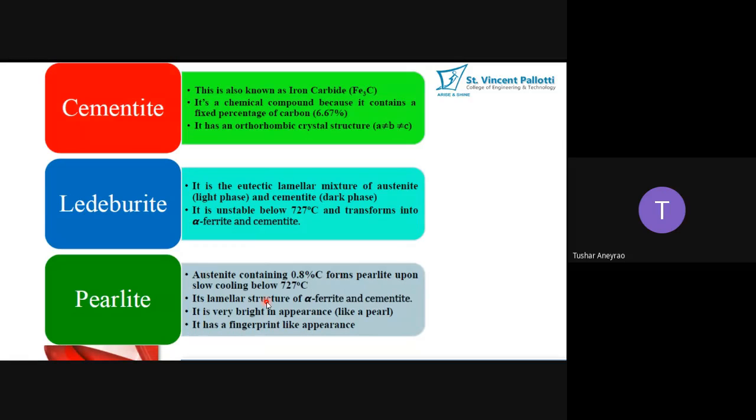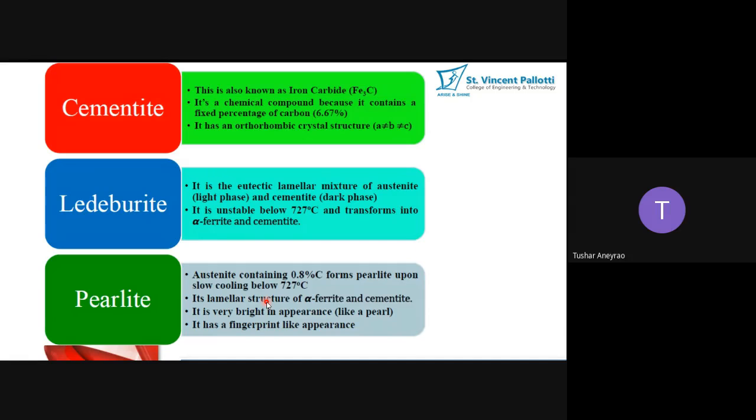Okay, ledeburite is the eutectic lamellar mixture of austenite, that is the light phase, and cementite, that is the dark phase. Light phase and dark phase means what? Whenever we are observing through a microscope, some phases are observed as the light phase, meaning the contrast is light, and some phases are observed as the dark phase.